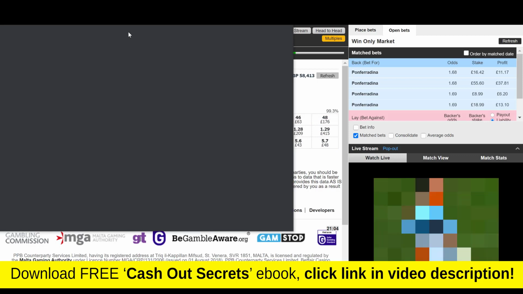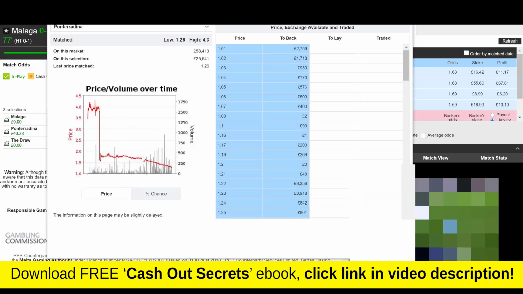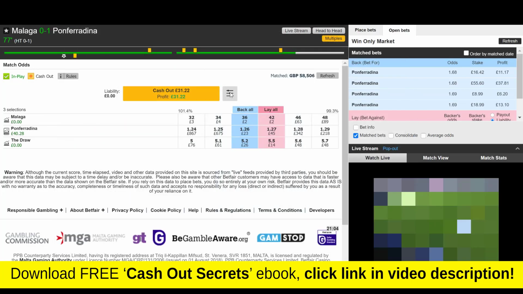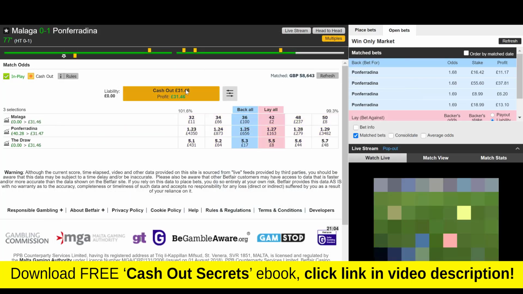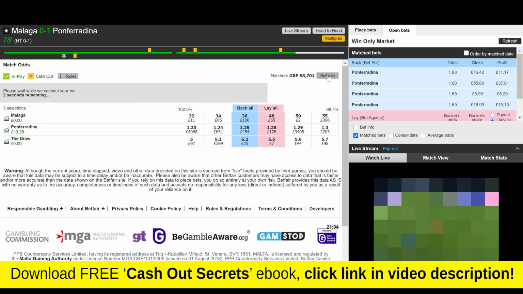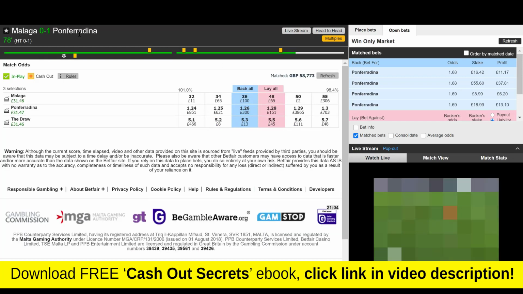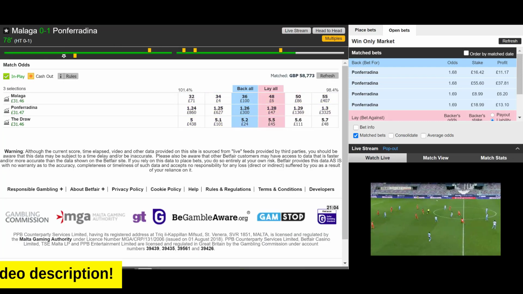We backed Ponferradina at half-time, and these leagues are a good league to be backing winning teams when they are at generous odds, because there aren't that many goals, and it's pretty defensive, so you could get a pretty stress-free trade. So we just made the profit on that one, and we're just going to lock it in across all the outcomes and step away for the final 10 minutes. Okay, let's take the money on this one. Malaga 0, Ponferradina 1, 78 minutes on the clock.